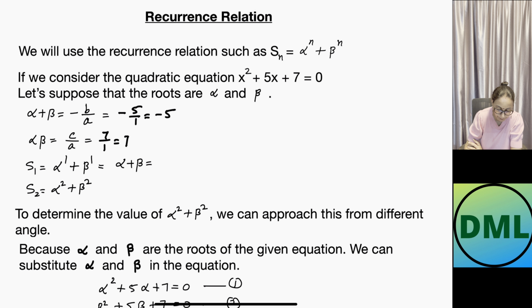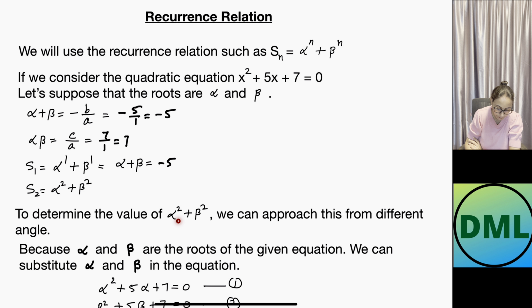S1, if we replace n by 1 here, it will be 1 here and 1 here. So S1 will be written as alpha raised to the power 1 plus beta raised to the power 1, which is equals to alpha plus beta. Alpha plus beta is minus b over a. My value is minus 5 here. S2, if I replace n by 2 here, it will be 2 here and 2 here, which will be written as alpha square plus beta square.